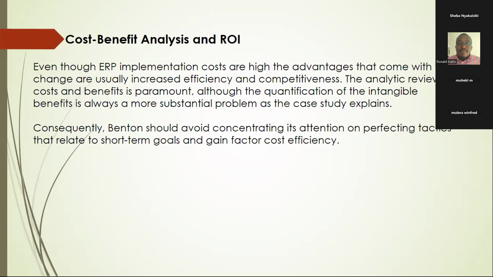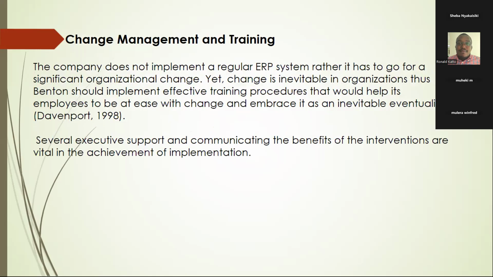Then change management and trainings. Just like Doctor was pointing out, change management is needed here and must be handled critically so that the employees can easily adopt. And then the training has to be done because these are new things, new systems. And in doing that, once the employees adopt it, it's a good deal. And then I'll talk about the conclusion.